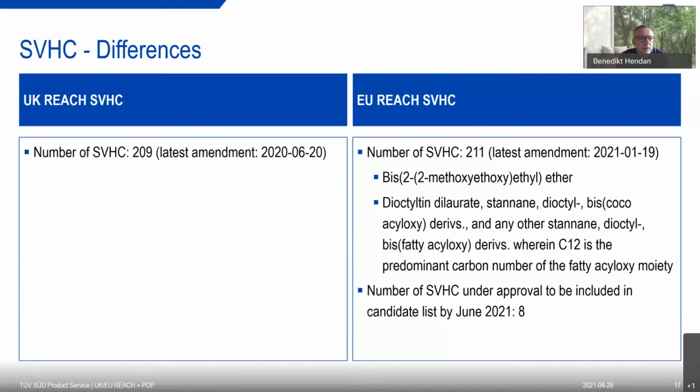So the UK REACH SVHC candidate list contains 209 substances, whereas the EU REACH SVHC candidate list was amended in January this year by two further substances, as outlined here. So there is already a difference, and currently 8 further substances are under approval to be included in the EU REACH candidate list in June or July this year. Then we will have differences in both candidate lists, and you have to deal with them when you're putting articles on the market in the EU as well as in the UK.